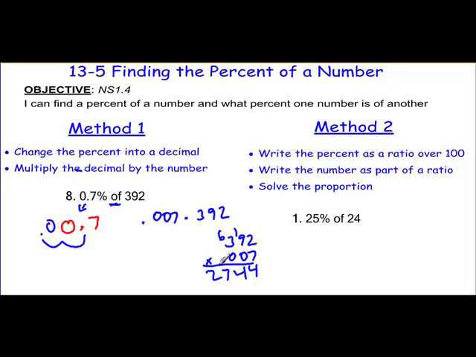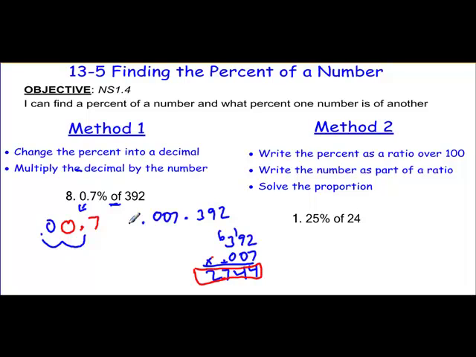And we have 3 decimals. Now, because 0 times all of these numbers is going to be 0, I don't really need to spend my time multiplying times 0. I could just use my decimal place, there's 3 decimal places. I'm going to count them. 1, 2, 3. So our decimal goes right here. So 2.744. 2 and 744 thousandths. So 0.7% of 392 is 2 and 744 thousandths.